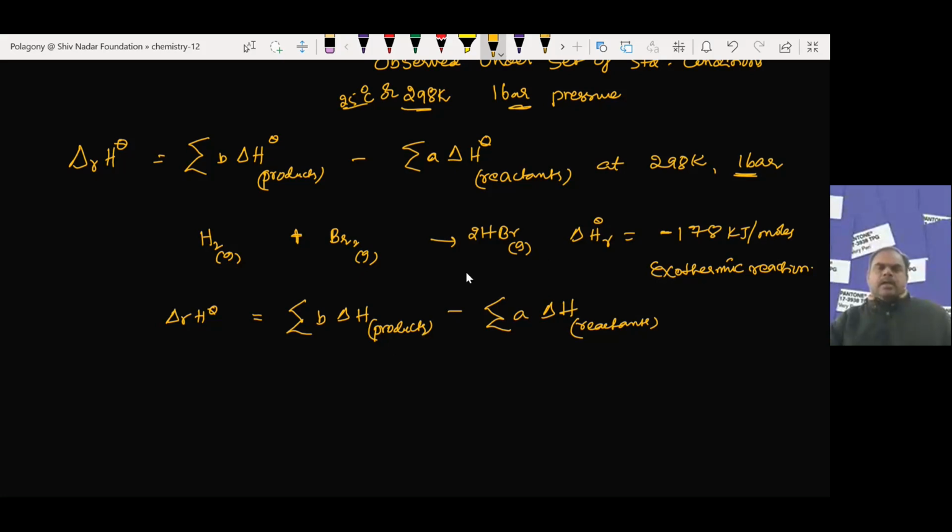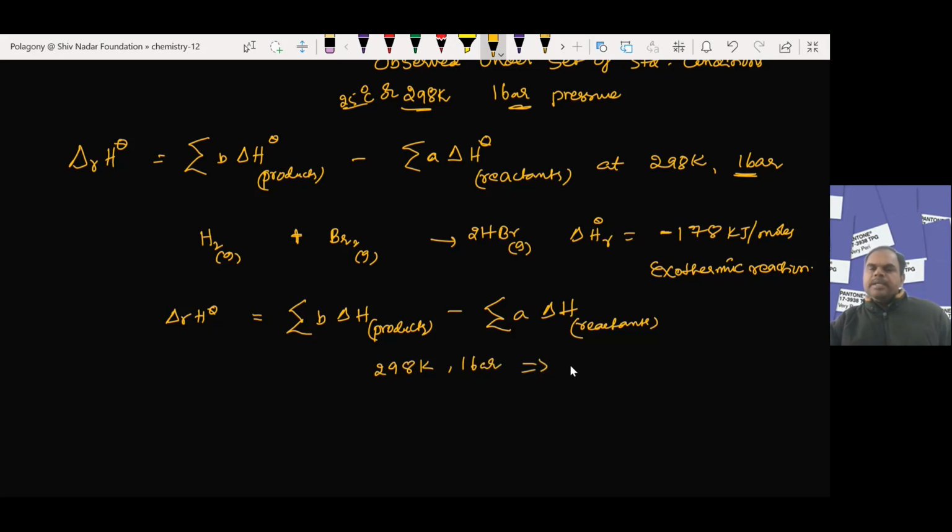And if you want to get the enthalpy of formation of the products and of the reactants, then we must know the standard enthalpy of formation of products and reactants. Here it is the standard enthalpy of formation of the products from their elements, at a specific temperature, 298 Kelvin, and 1 bar pressure.